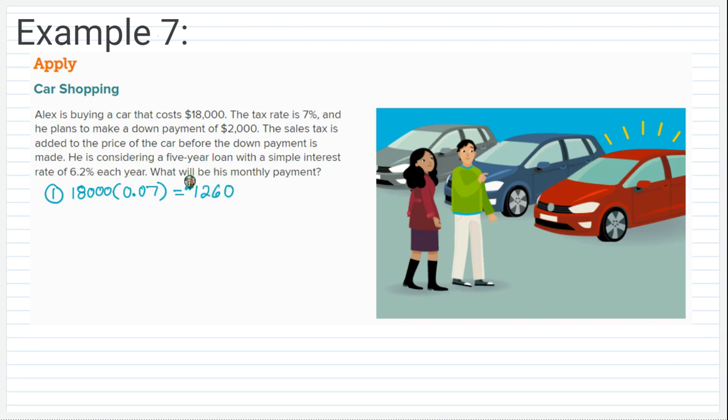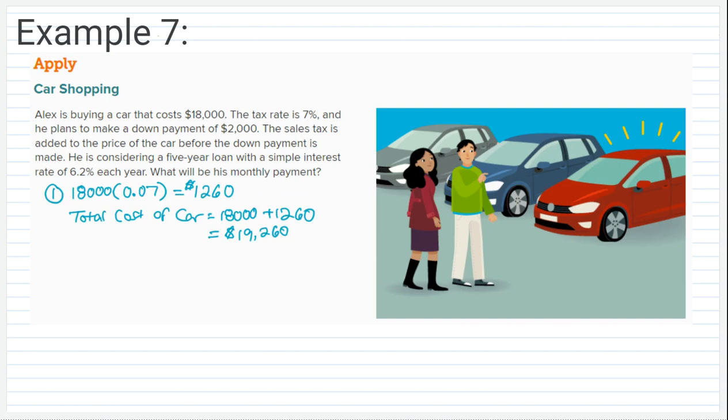Now, again, just like in previous videos about tax, you could actually solve this part in one step, right? We can take 18,000 multiplied by 1 and 700ths, but we're just going to go ahead and solve it in two steps like we're doing right now. So the total cost of the car then is going to be the 18,000 plus the 1,260. And so the grand total of that will be 19,260. So that's the cost of the car.